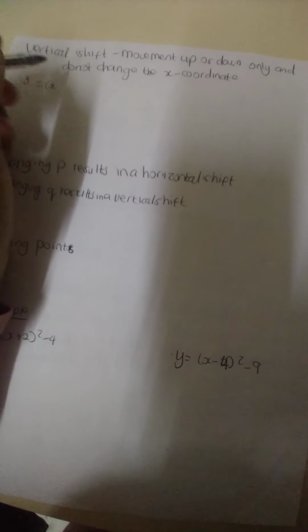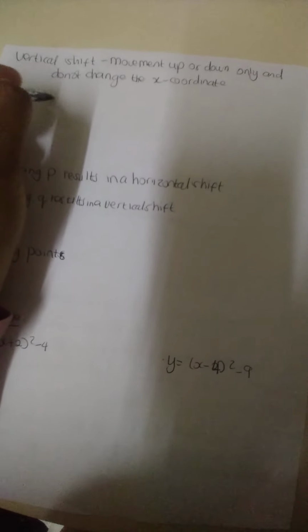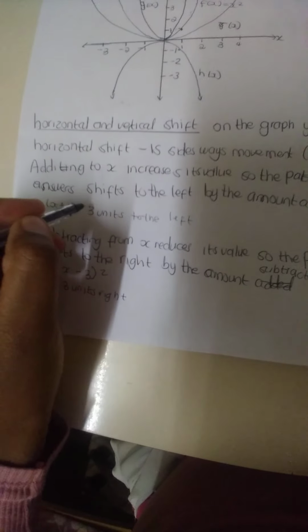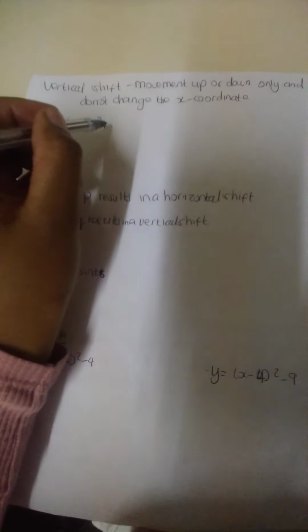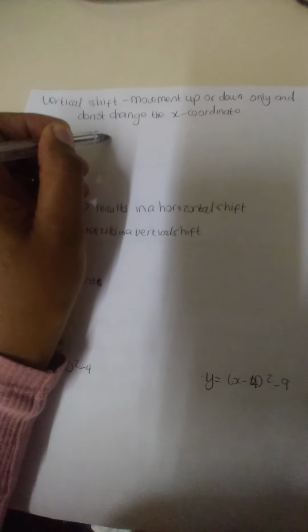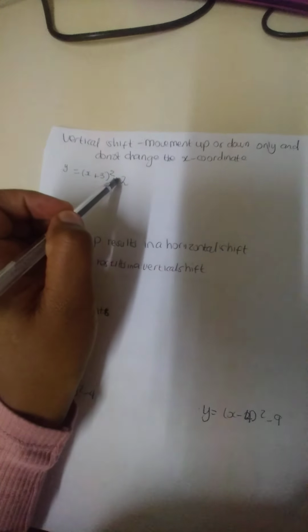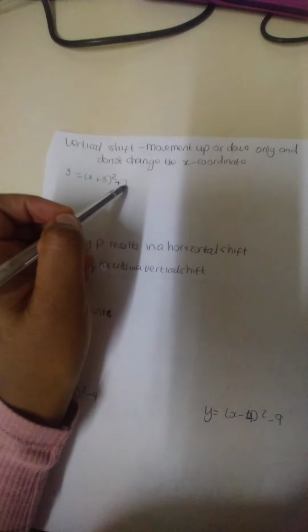So let's say we have x plus 3, and then squared. So this was supposed to be squared here. It was supposed to be squared here because the equation has a square there. Sorry. And then let's say the graph is shifted 2 units. Okay, so with the vertical shift we only focus on this value. We only focus on this value.